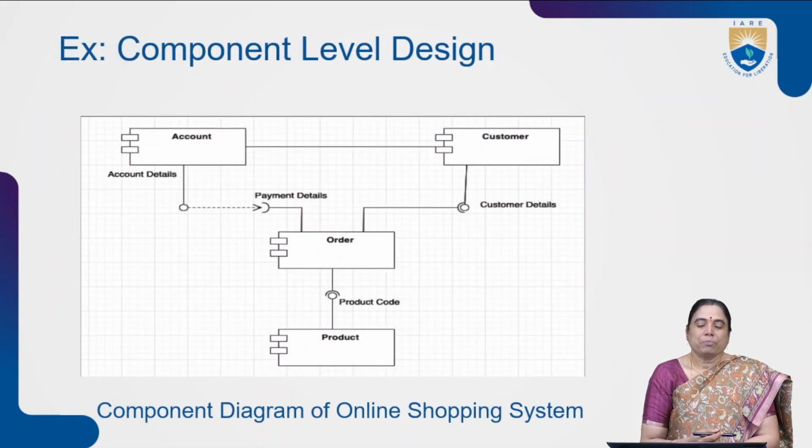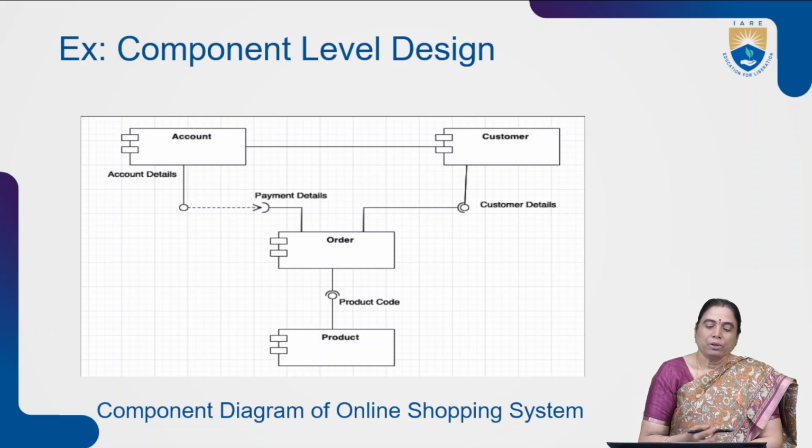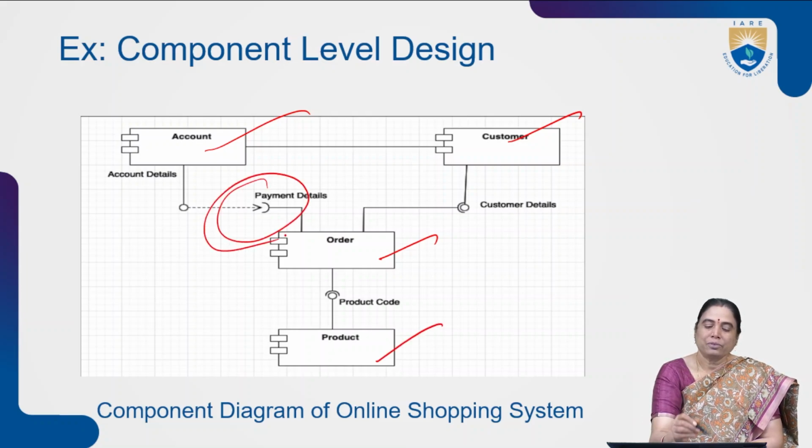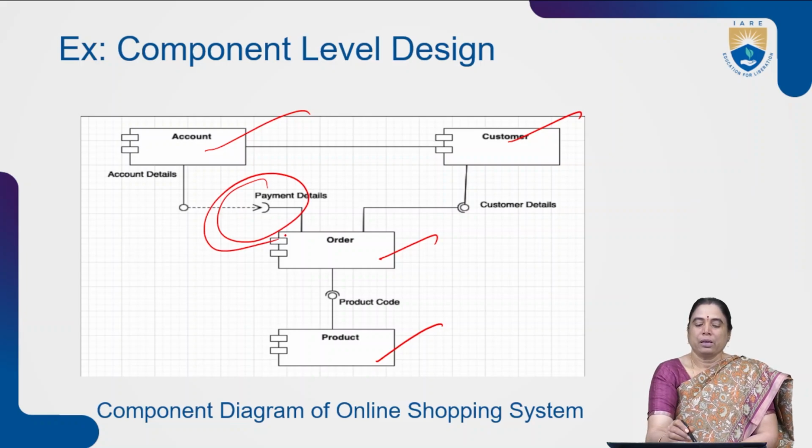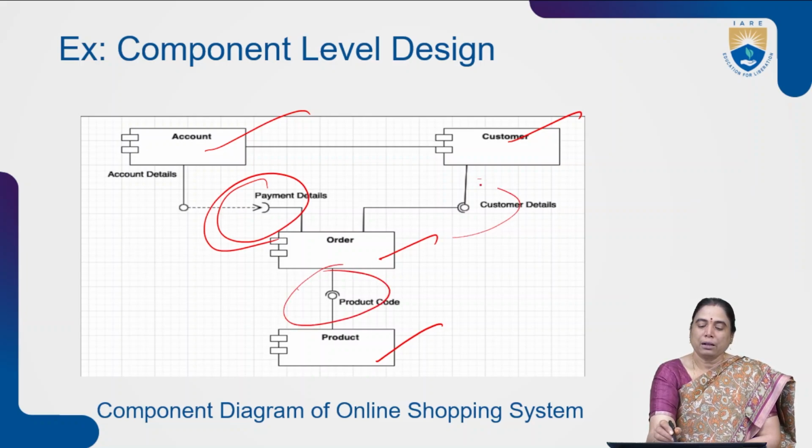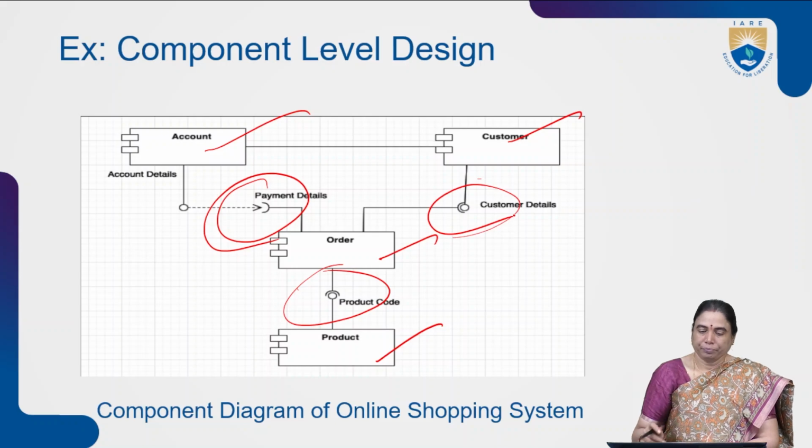The best example of component design can be modeled with the component diagram. It is an example of a component diagram of an online shopping system. So how these components, the modules or subsystems, four subsystems in this case, are accessed through the interfaces is modeled with the component diagram.